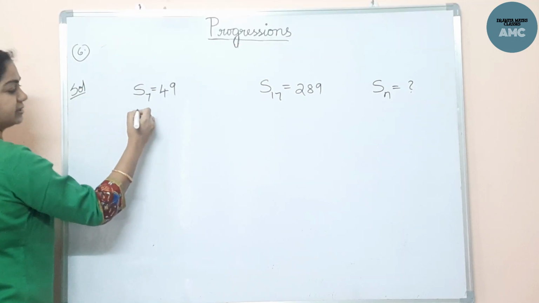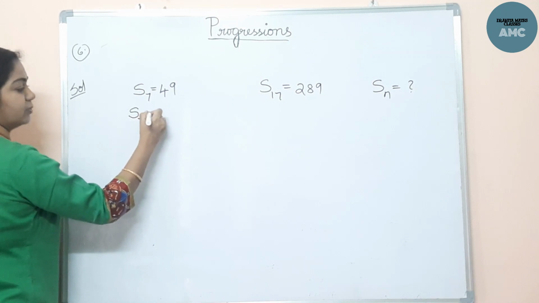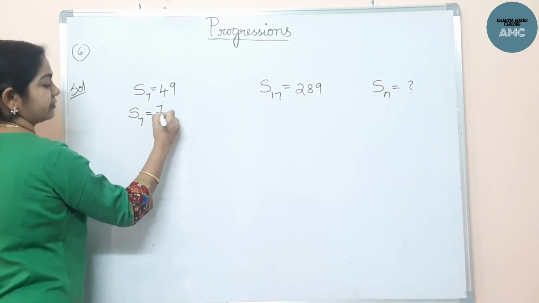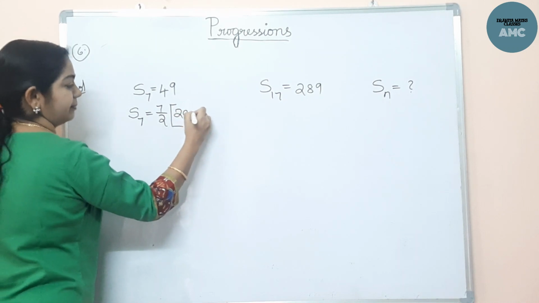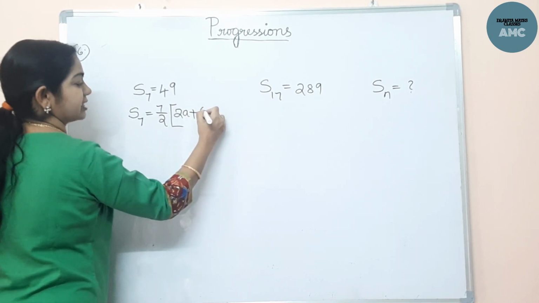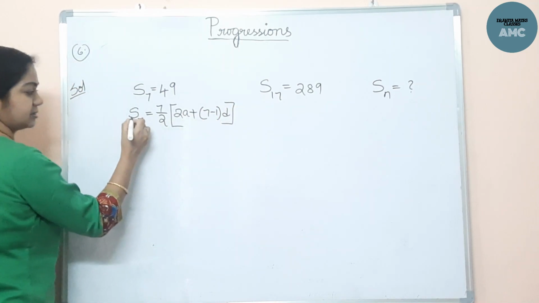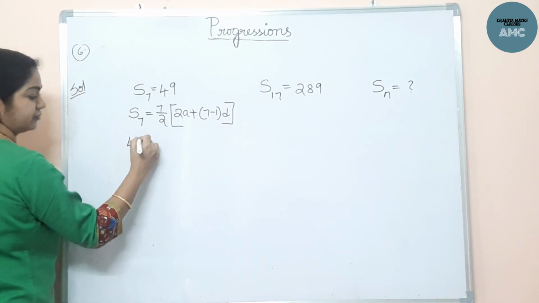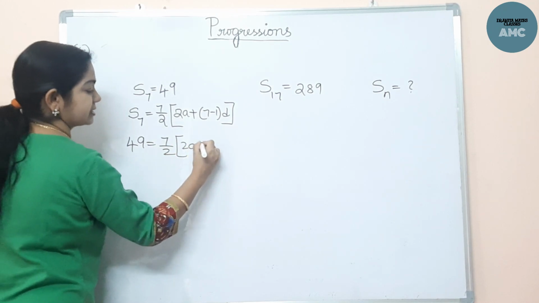Now we will keep the formula, S7 equal to n by 2, 7 by 2, 2A plus 7 minus 1 into D. This is equal to 49. So 49 is equal to 7 by 2, 2A plus 6D.